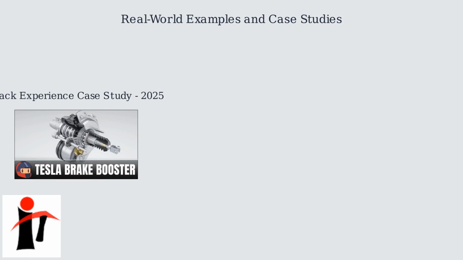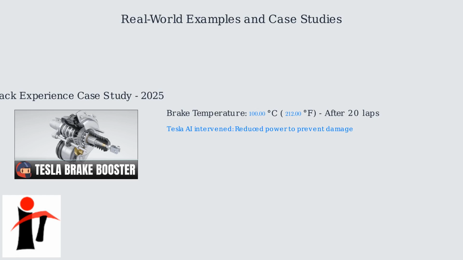In another case from Tesla's 2025 track experience events, a Model 3 overheated its brakes after 20 laps. Tesla's AI system intervened by reducing power, preventing damage, and highlighting the effectiveness of real-time monitoring in track mode.